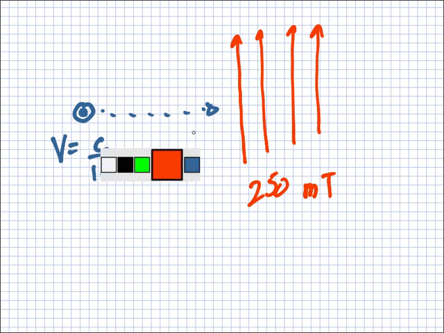So, before I begin, I'll let you think for a moment. I want to know which way the electron will move. So I want to know what is the force here, using the left-hand rule. Okay, so have a think. How many did you get? Good.